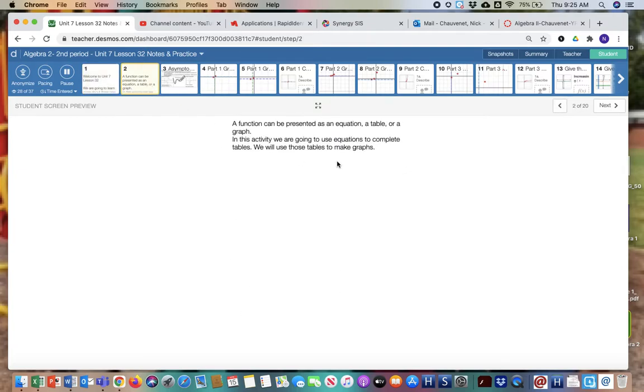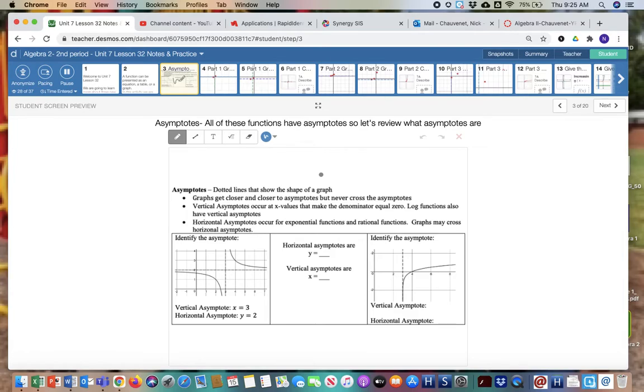So remember, a function can be represented as an equation, a graph, or a table. So we're going to look at those with these three different functions. Now, before we do that, here's what makes these different. They all have asymptotes. Two of these functions have one asymptote, one of these functions has two asymptotes, but they all at least have one asymptote. And we have not really looked at any functions yet that have an asymptote. We've talked that they exist, but we haven't looked at them in depth.